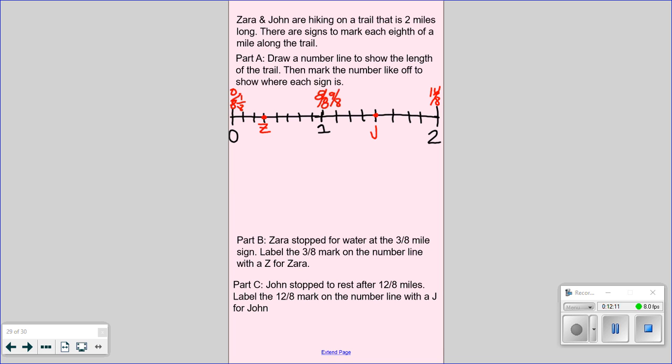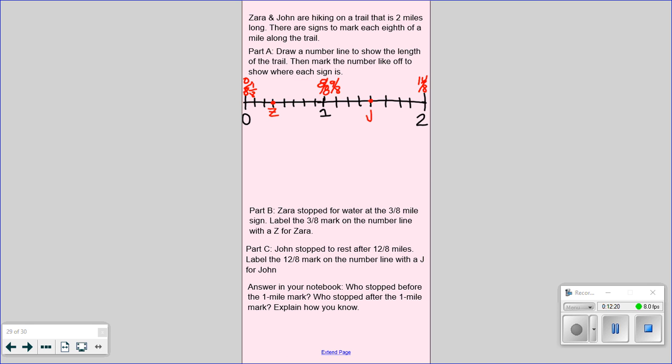All right, part D, I'm going to have you do in your notebooks. It says, answer in your notebook. Who stopped before the 1 mile mark? Who stopped after the 1 mile mark? And then give me a sentence, maybe some arrows, explaining how you know. This needs to be in sentence form, so don't just write one word.